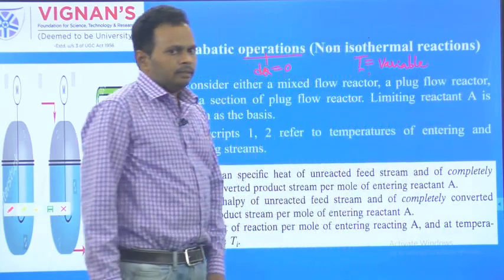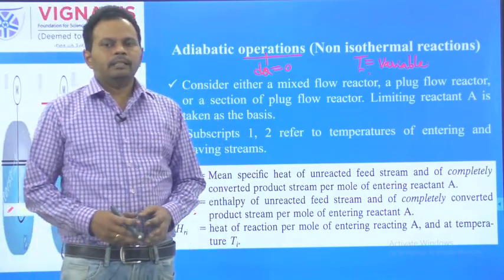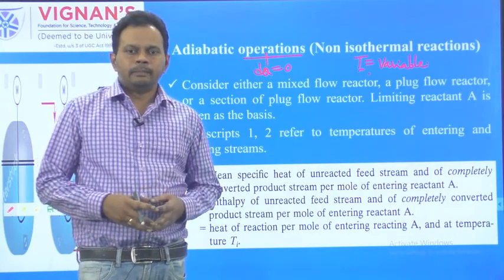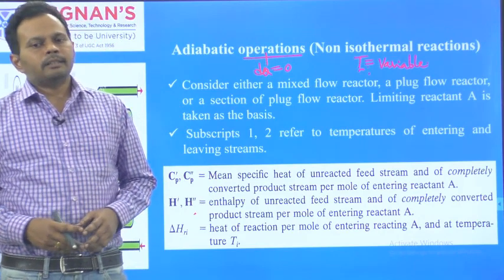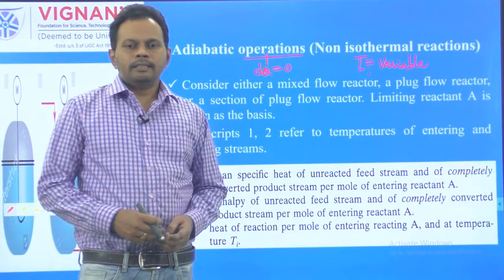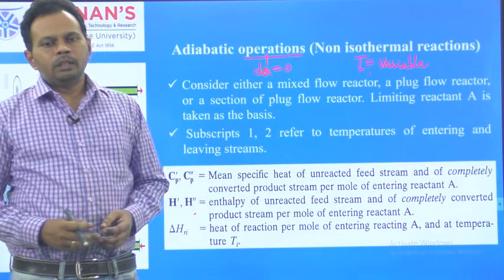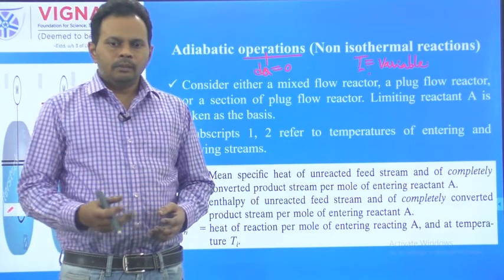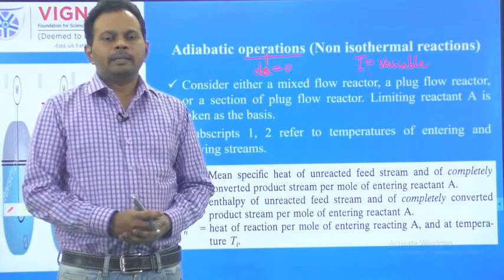But in this case, how can you make the adiabatic operation? First consider a reactor, that is the PFR or MFR, and provide insulation over the surface of the reactor. After providing the insulation, carry out the exothermic reaction. An exothermic reaction always liberates heat. When it liberates heat, if you are unable to remove it, immediately what happens? Because of the insulation provided over the surface, we cannot remove the heat, so the temperature of the reaction increases. So, the temperature is variable.